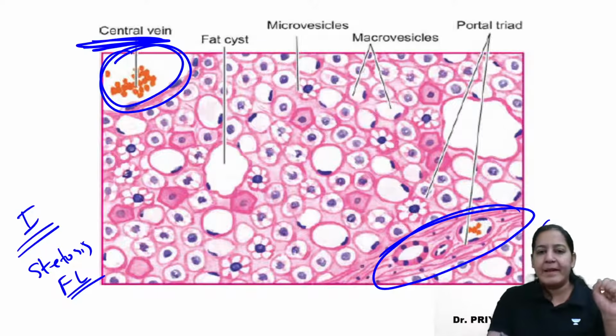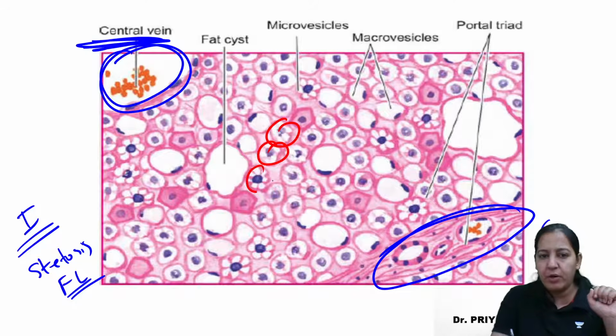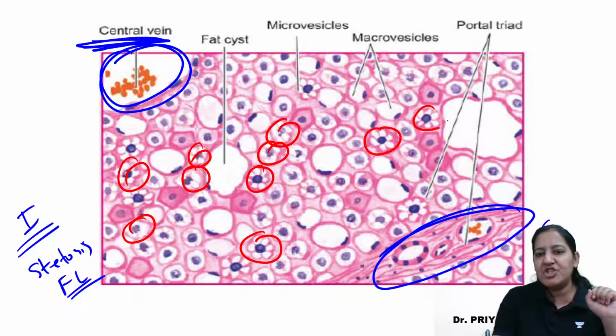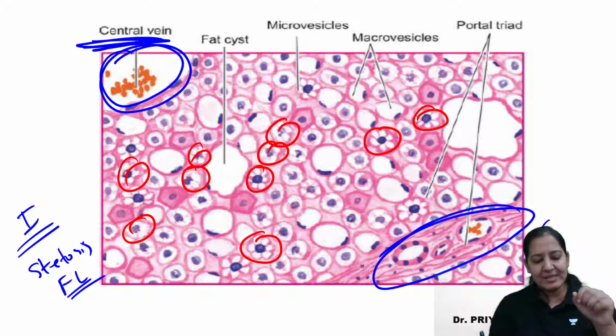The first thing, can you see all these hepatocytes I am marking for you? In all these hepatocytes, you can see the shape is like a flower. A floret. It is looking like a floret. What is this floret about?